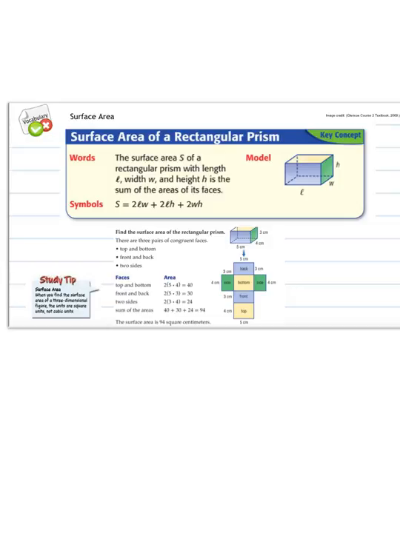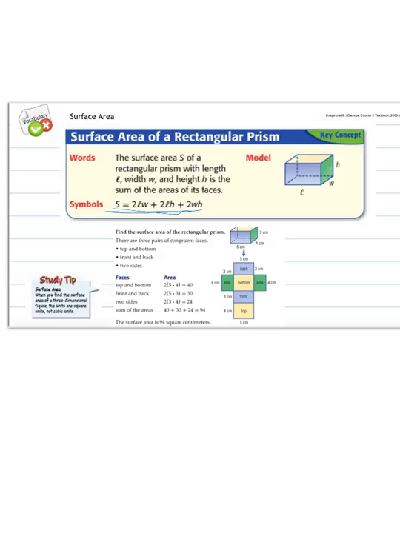So if you think about a Kleenex box, the surface area would be all of the cardboard part on the outside of the Kleenex box. And in order to find the surface area S of a rectangular prism with length, width, and height, it is the sum of all of the areas of its faces. So we use this equation here to find surface area.